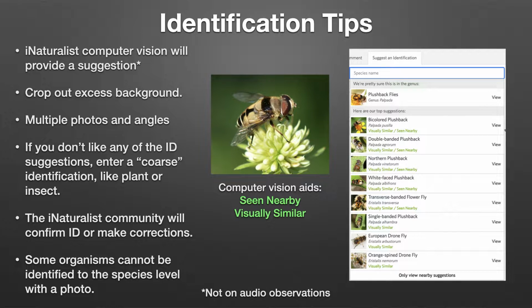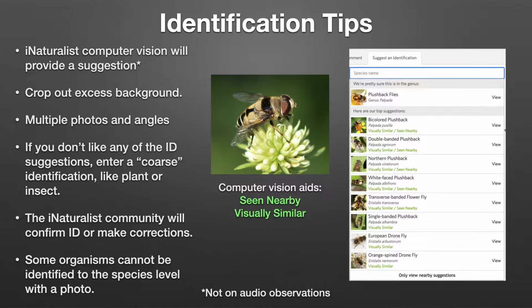For example, if you find a wildflower, take a photo of the flower, the leaves, and the stem, and any unusual features you see, such as thorns or hairs. Here's an example observation of a hoverfly. iNaturalist lists many suggestions. Notice the green words. Visually similar means that the artificial intelligence thinks it matches this species. See nearby means this species was seen near you in the last 3 months.